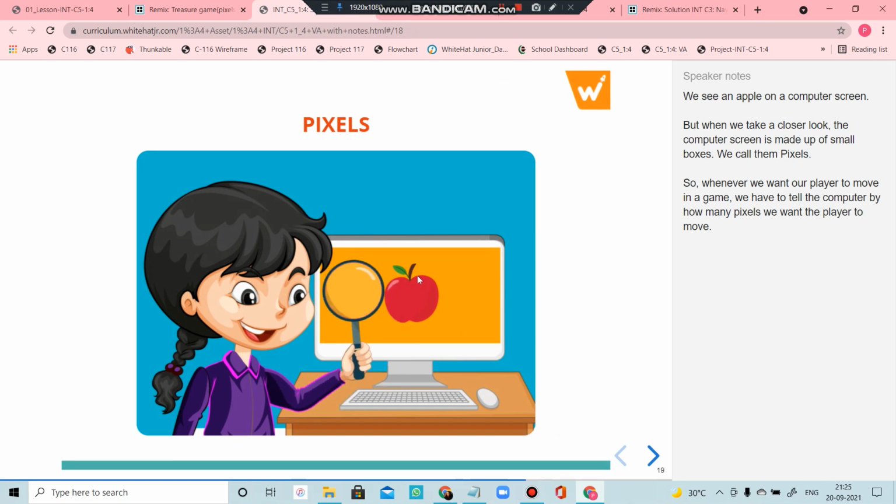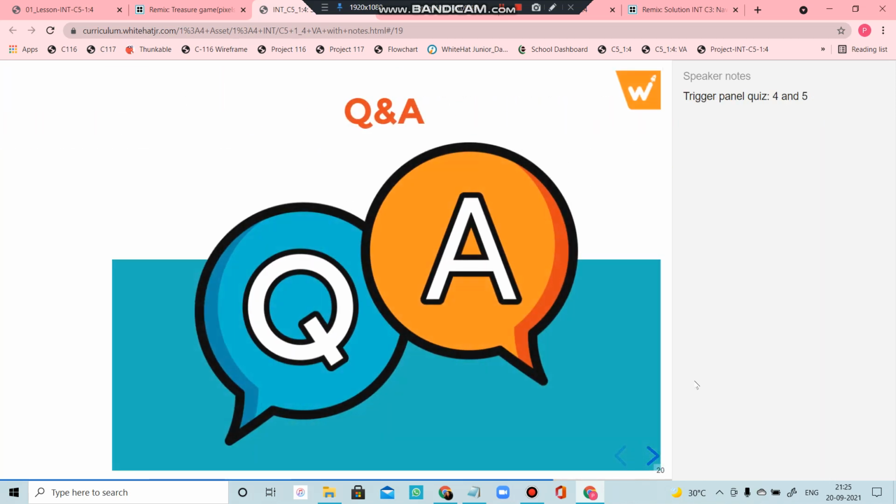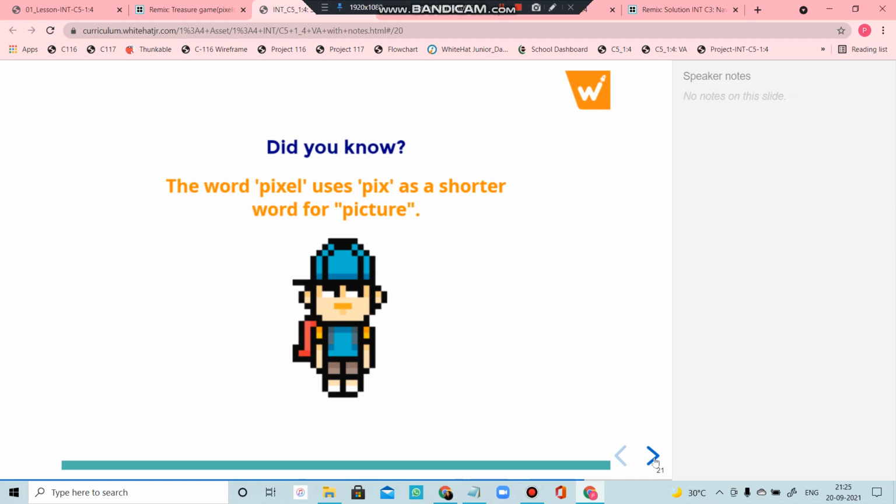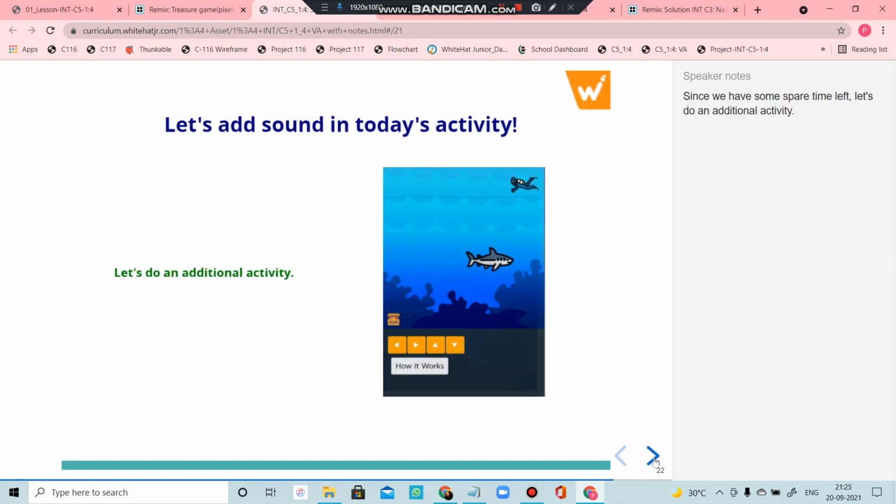Pixels. There is an Apple logo. If you look at it closely, you will see there are little boxes. Those are the pixels, and pixel is a shorter word for picture element. So explain it very well to your students, and that is all you have to do in this class.